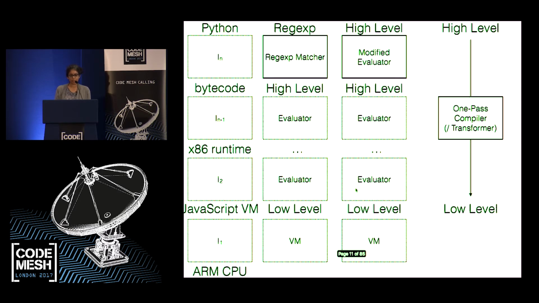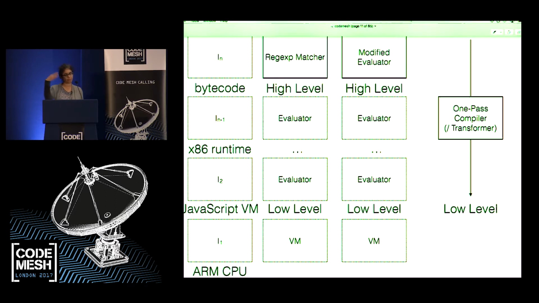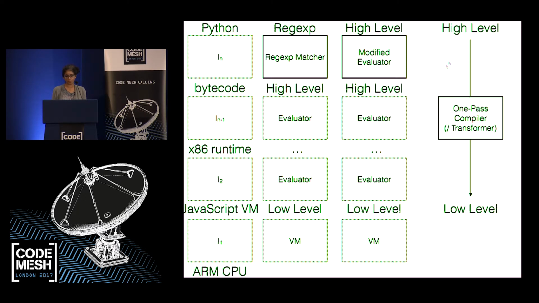And so these are the examples I've shown. In this talk, I will actually show you how to realize the regex and the modified evaluator examples. And in general, the idea then is to, from a tower of interpreters, which has all this overhead of evaluating each level, be able to get to a one-pass compiler.